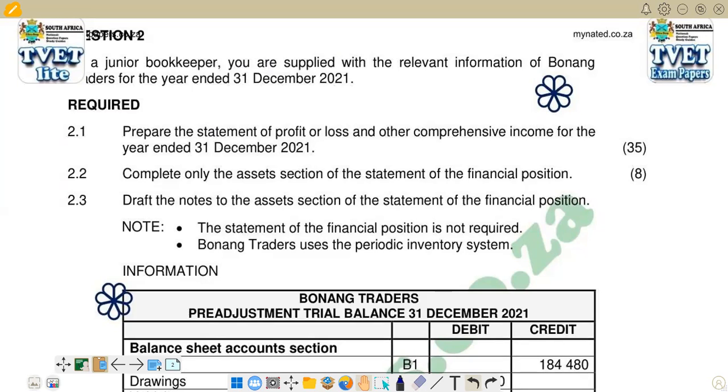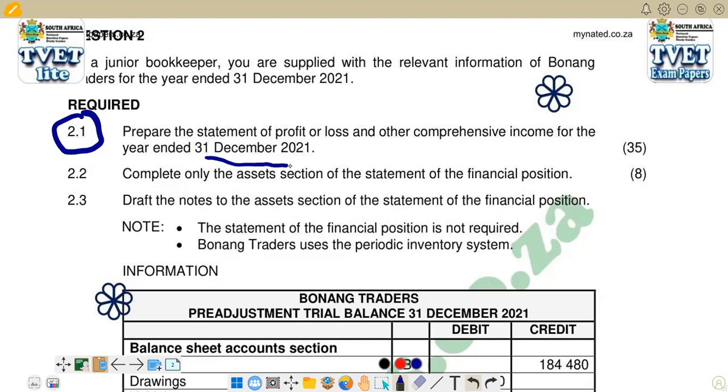So we are only going to look at the first part there, that is 2.1, on the preparation of the statement of profit or loss. So 2.1 reads, prepare the statement of profit or loss and other comprehensive income for the year ended 31 December 2021. It is very important when you are reading the question to see where the year is starting and where it's ending.